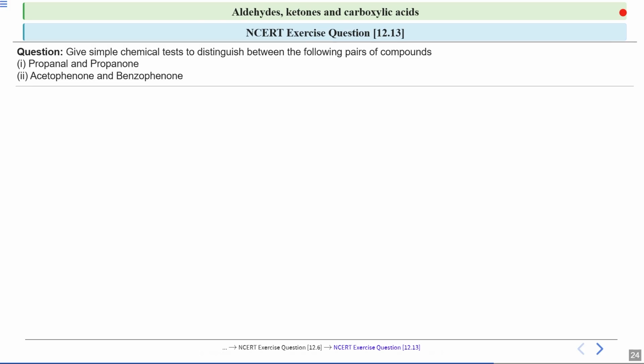You have to give a simple chemical test to distinguish between the following pairs of compounds. First is propanal and propanone. Next is acetophenone and benzophenone. First, propanal is an aldehyde and propanone is a ketone. But in the second, both are ketones. So you have to give a test where you can distinguish an aldehyde and a ketone, and where both are ketones.